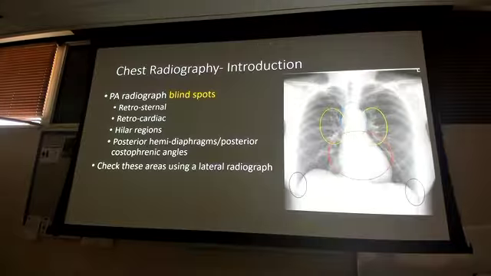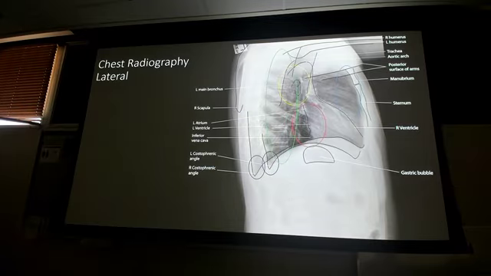So if you want to see your posterior costophrenic angles, you need that lateral film. This will become important later on when we're talking about pleural effusions and fluid, and how much fluid we are seeing if we can find it on chest x-ray, and what's going on. You see why we do the lateral. You recognize the 5 spaces that we're looking at. The hilar region is not well seen on this one. We'll look at it on another lateral chest x-ray later on.